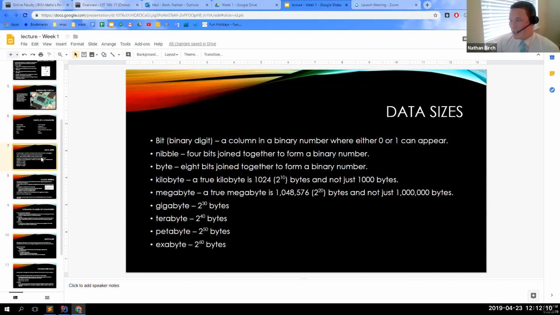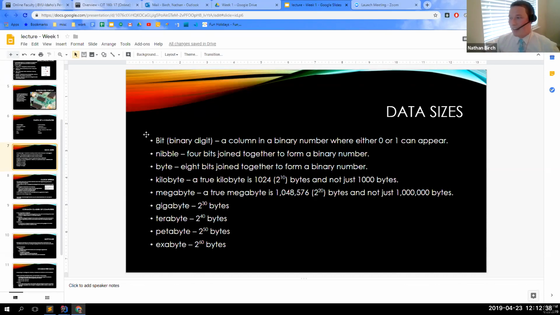Data sizes. This is more just here for your reference. It may or may not end up on a test at some point. I will never ask you to list these out in order, but they are here just for you. It's important to understand how the computer uses data and how it actually stores data. If you remember when I was talking about the light switches and how it's the very baseline of a computer, it stores things in a true or false value.